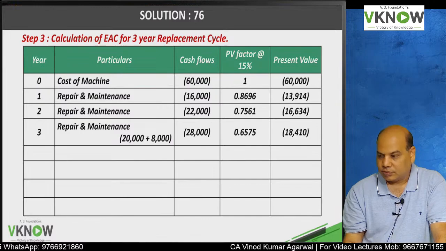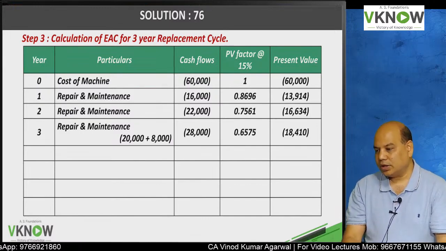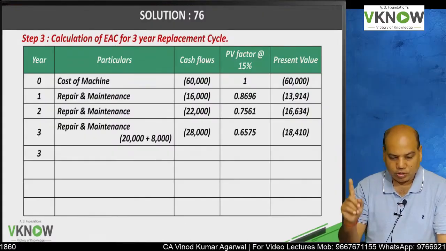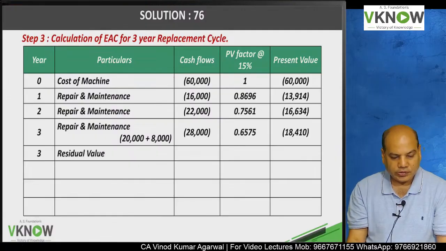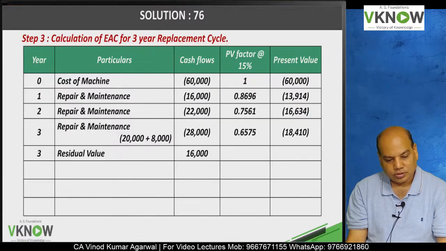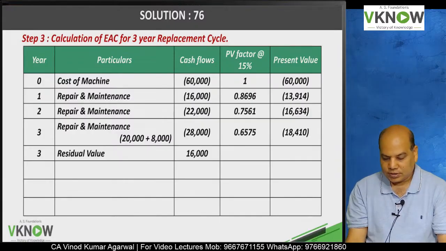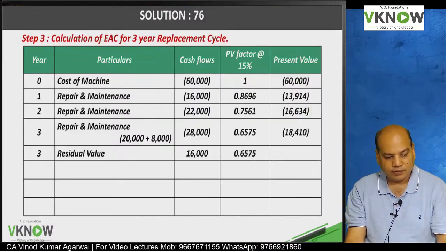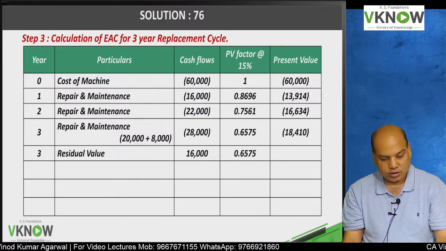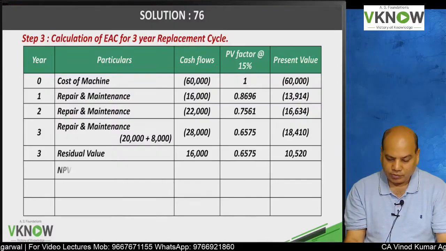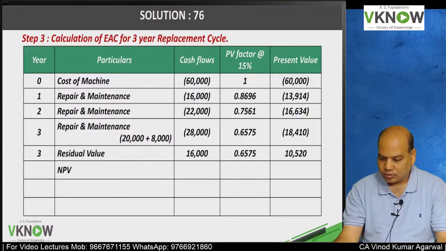0.6575. 18,410. And you are going to sell it in the 3rd year. Residual value 16,000. 16,000 inflow, factor 0.6575. What is the answer? 10,520. Please give me the total.